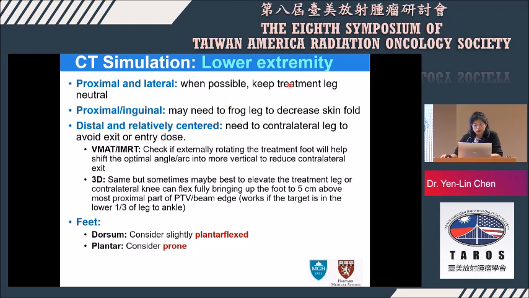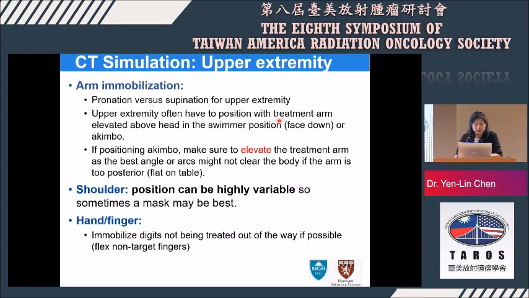If you're doing VMAT or IMRT, you need to check if externally rotating the treatment foot might help shift the target volume into a more optimal angle and avoid having to move the contralateral leg altogether. And then sometimes 3D is a bit more rigid, and so sometimes you may need to elevate the treatment leg on styrofoam or elevate the contralateral knee, sometimes fully flexing that to get it completely out of the way. For the feet, if you're treating the dorsum, consider slightly plantar flexing it. And then for plantar, you might consider treating the patient prone. So I'll show some examples of this in a bit.